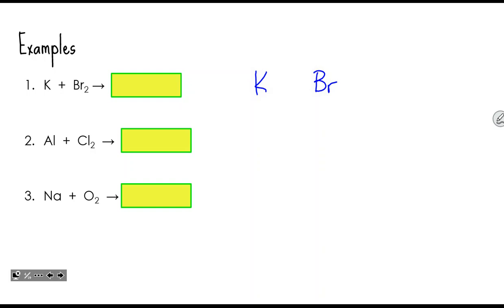What is the charge on potassium, based off of the group that it's in? What is potassium's charge? Always. Off of our lovely periodic table. Potassium's not one of those moms or anything. It is +1. Very good.